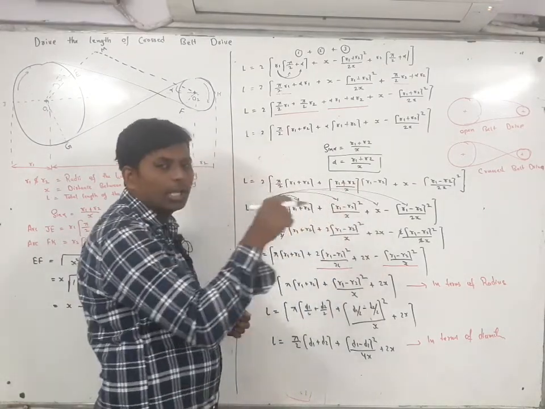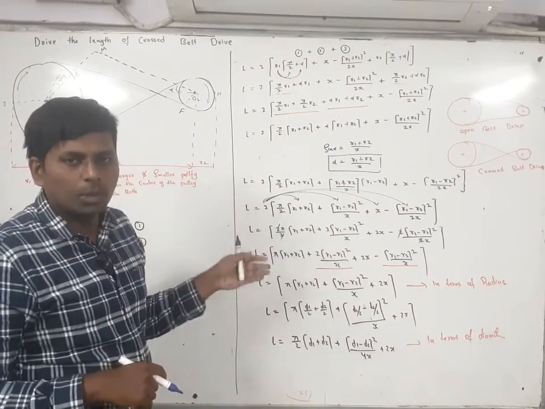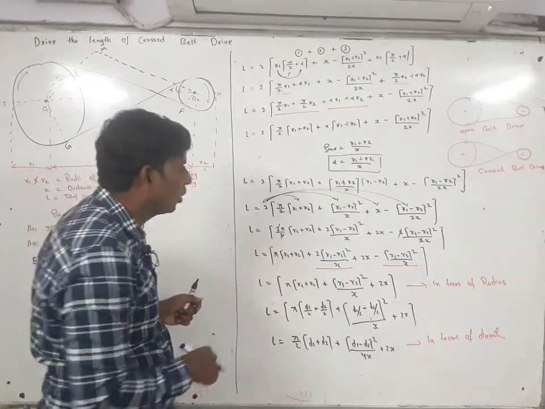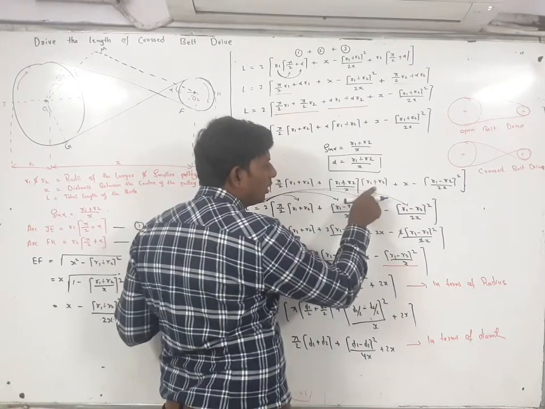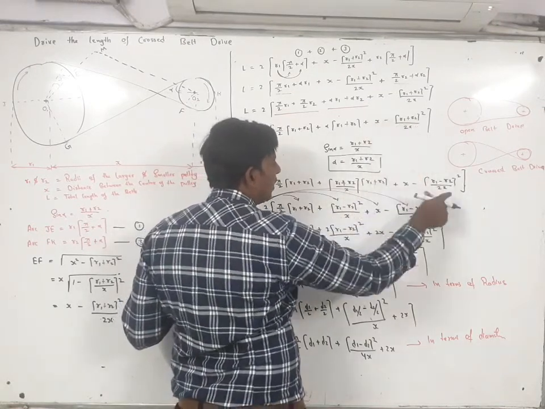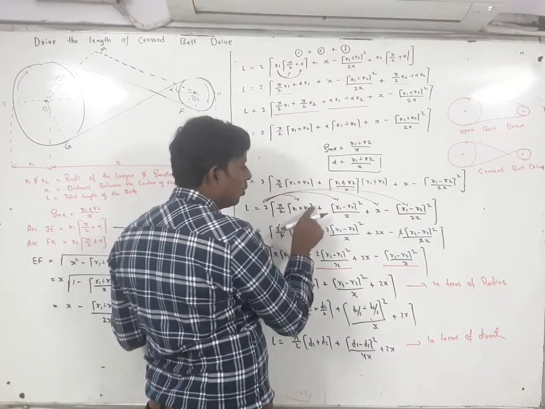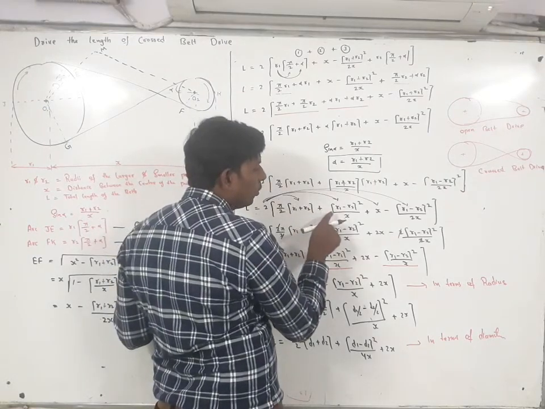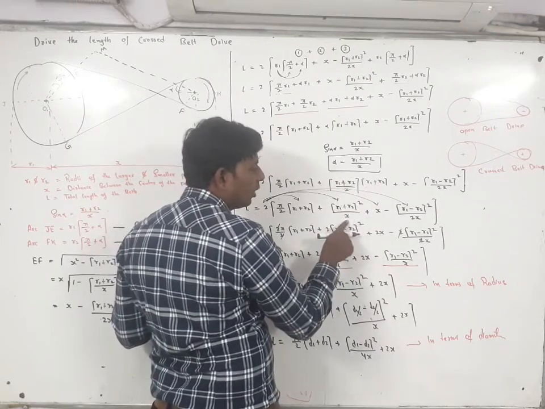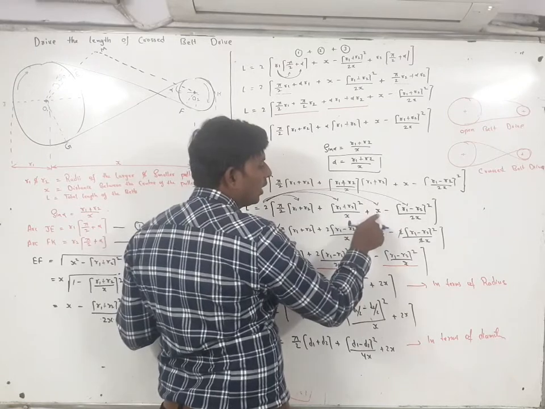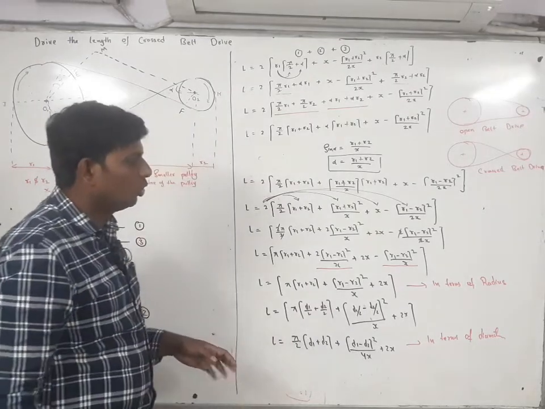Previously it is minus for open belt drive and plus for cross belt drive. Okay, so here this one also plus will come, here also plus will come and here also plus will come, and this X is as it is and this term is also as it is. After 2, write down pi by 2 as it is, R1 plus R2 as it is, plus as it is. Here you can write R1 plus R2 whole square by X, plus as it is, X as it is, minus R1 minus R2 whole square by 2X, R1 minus R2 whole square by 2X.